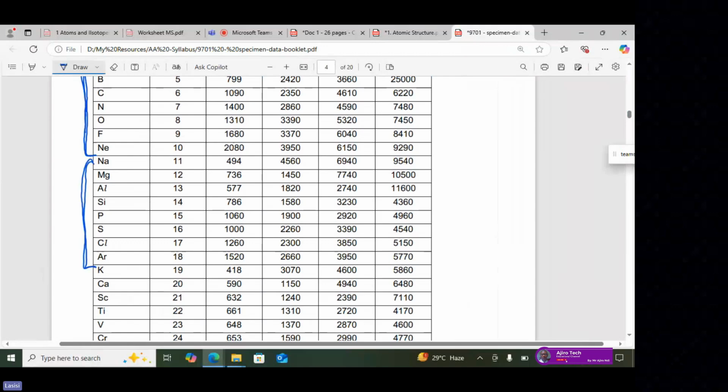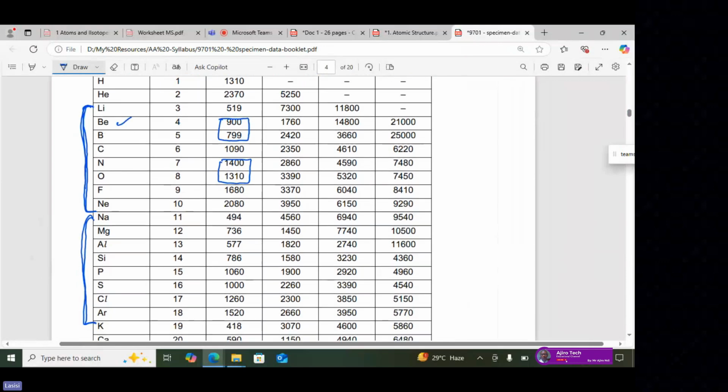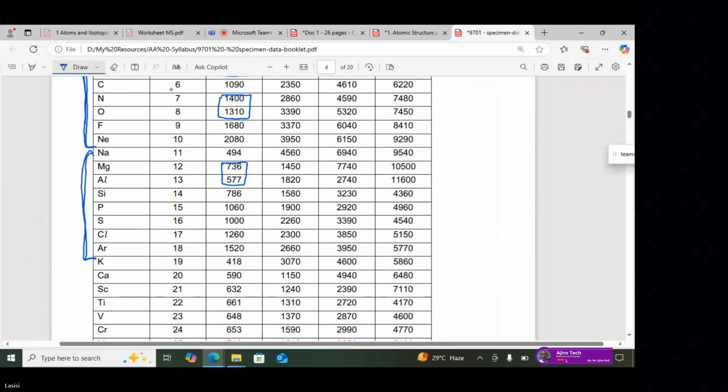So based on what you said, from lithium onward the values are supposed to keep increasing without any stopping. But it came down here. So between these two, there's a problem. Between these two also, there's a problem. And again in the periodic table, between these two, and between these two, there's a problem.